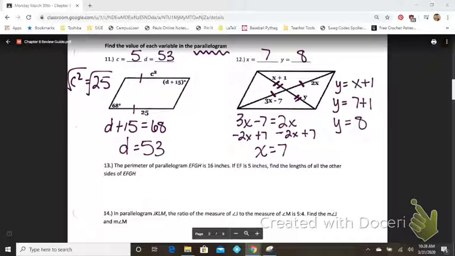All right, several people asked me about 13 and 14, so let's start with 13 and then I'll scroll down and do 14. On 13, the perimeter of parallelogram EFGH is 16 inches. You need to know that to find perimeter, you would add up all the sides. So we'll come back to that in a minute. Why don't we go ahead and just construct a little parallelogram here. It's not bad. EFGH.